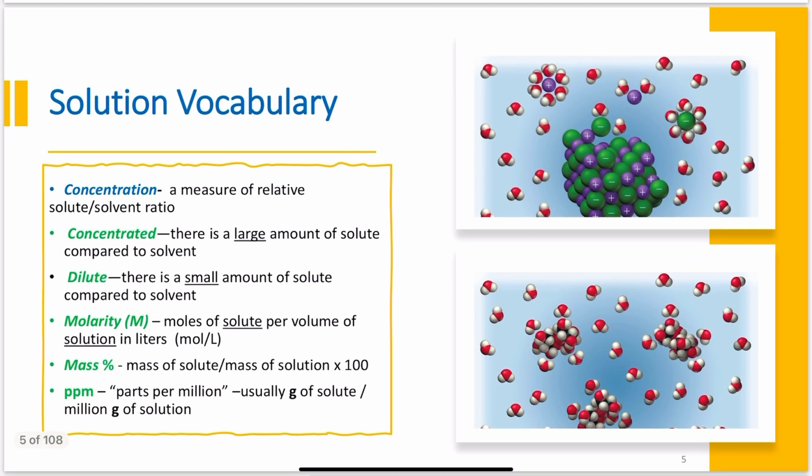Some more solution vocabulary: concentrated, dilute, molarity, mass percent, and ppm. So concentration is just a measure of the relative solute to solvent ratio. How much solute do I have dissolved and how much solvent is there? I just want to know how much is in there. Do I have 40 grams of NaCl in every 100 grams of water? Do I have 150 grams of sucrose in 100 grams of water? That's all I want to know. What is the concentration? How much of one species do I have in relation to the other?